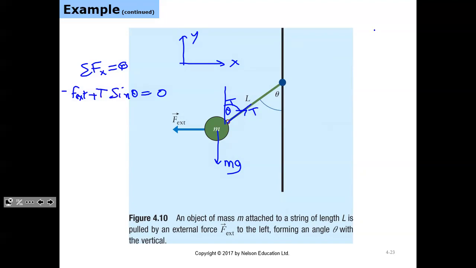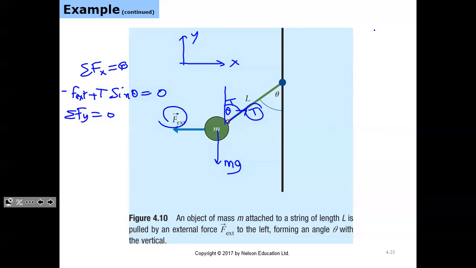The question is to find this unknown and this unknown too. So this equation has two unknowns. Can you solve for any one of them? No. So we go to the y direction, and we need this equation, of course. Also zero, there's no acceleration, static rest.